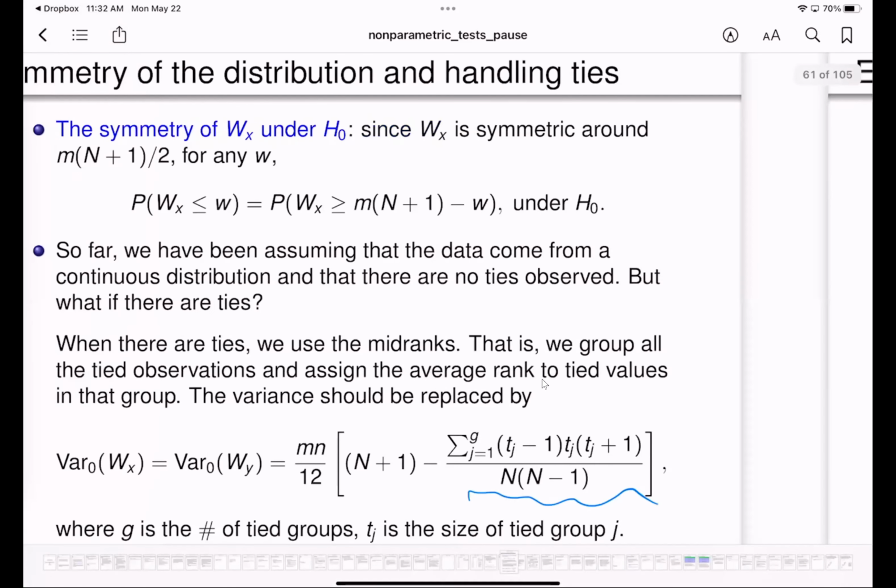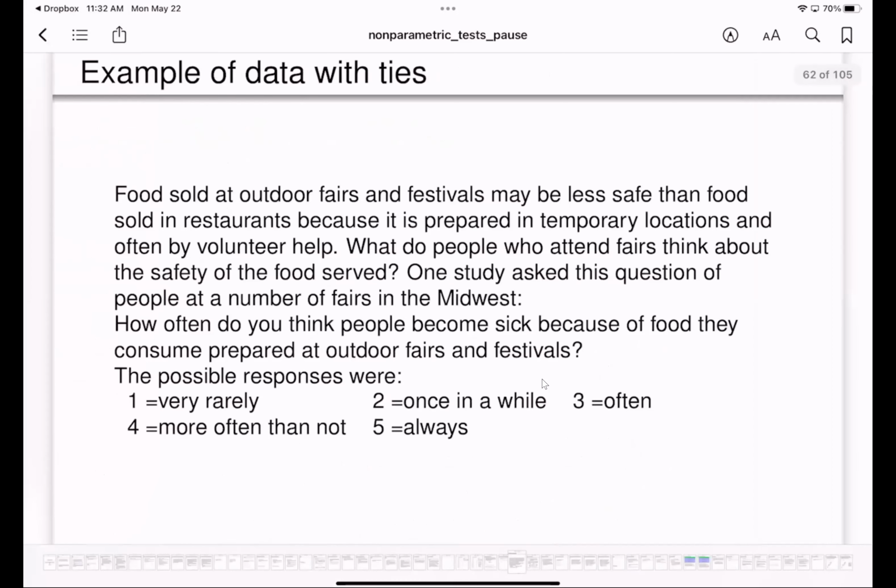Let's see an example. In this example, we're trying to consider food safety. Those in fairs and festivals, we want to see whether the food cooked at these, for example the food trucks, whether people who buy the food from there think it's safe or not.